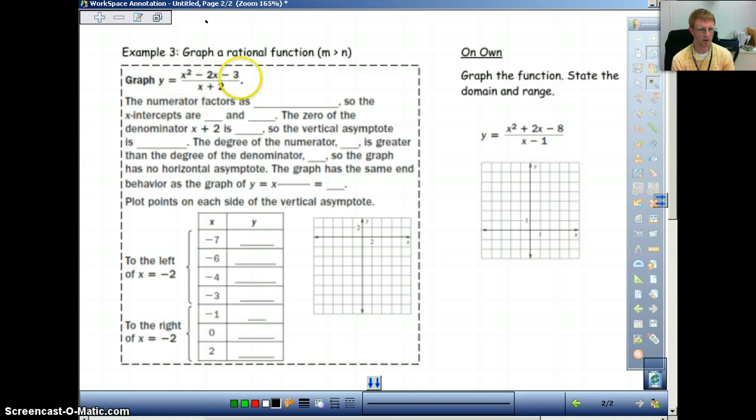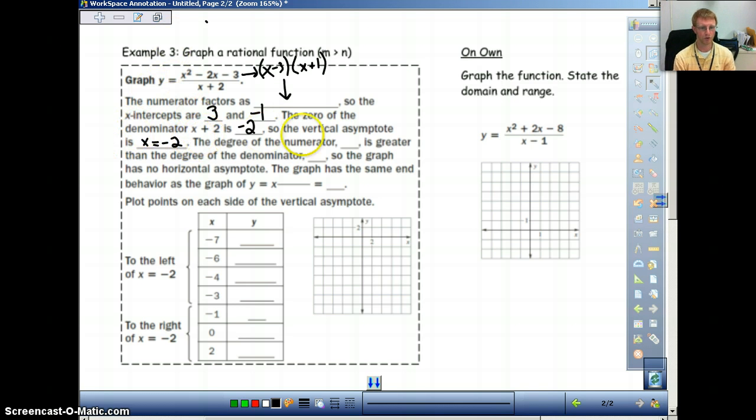So what's going to happen here is we still want to do everything the exact same way. We want to factor the top. So this one, because it's minus 2 and minus 3, this ends up being x minus 3 and x plus 1. So x minus 3 and x plus 1. So the x-intercepts are 3 and negative 1. Okay, and then we look at the 0 of the denominator. So we're setting the bottom equal to 0 still for the vertical asymptote. So the 0 there would be negative 2. So therefore the vertical asymptote is negative 2, or x equals negative 2.